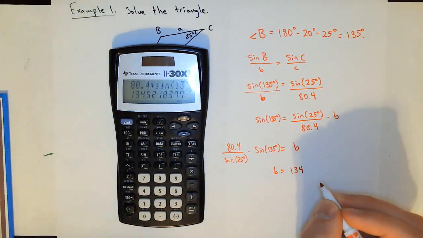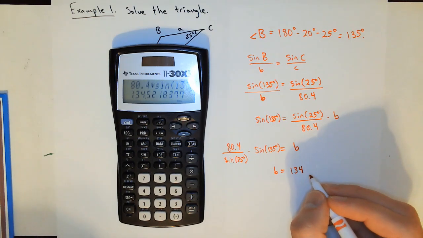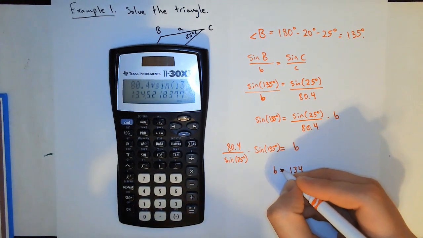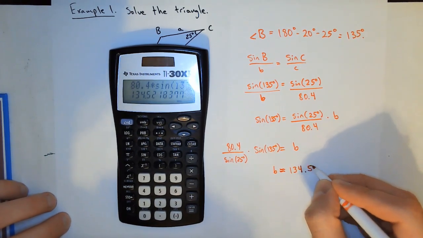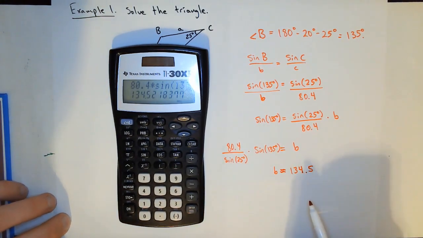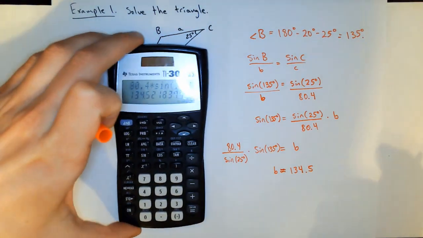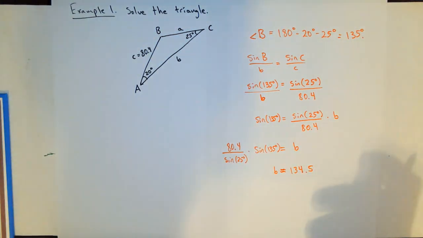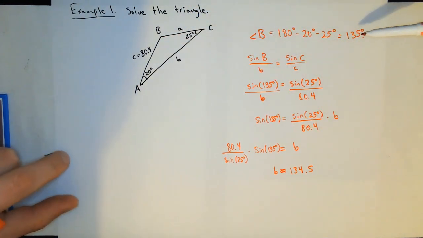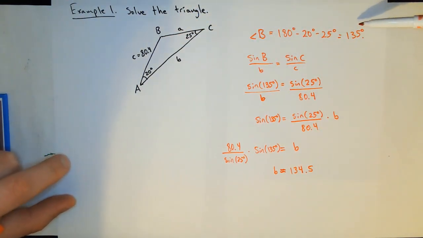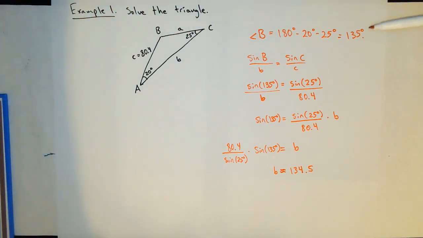We'll say approximately, how many digits? Yeah, I guess we'll go to the tenth place. 134.5. Cool, there's b. We're not done though, right? Because we need angle b, which we found via just normal, I mean like easy, triangle geometry, right?